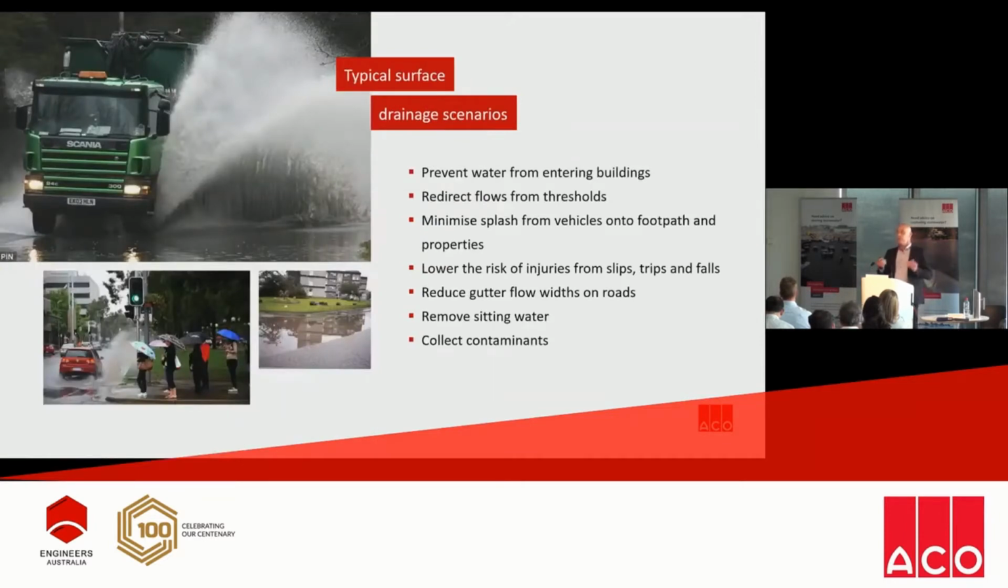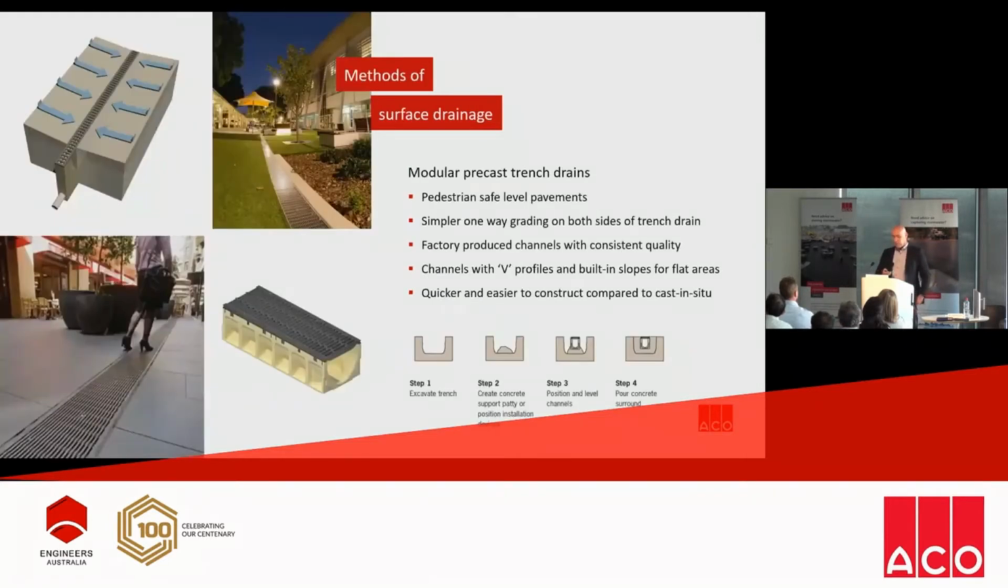So some of the typical surface drainage scenarios: we want to prevent water from entering buildings, we want to redirect flows from thresholds, we want to minimise splash from vehicles onto footpaths and properties, we want to lower the risk of injuries from slips, trips and falls, we want to reduce the gutter flow widths on roads, remove sitting water, and we want to collect contaminants.